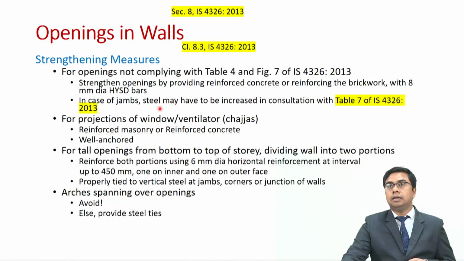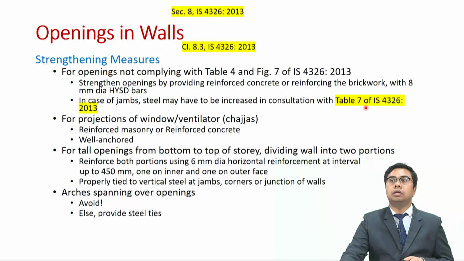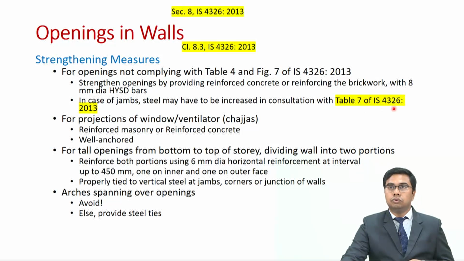So, in case of jamb, you may have to increase the steel in consultation with table 7 of IS 4326. We will look into this table as we go through today's class. It gives you detail of minimum requirement of vertical steel for your masonry building.